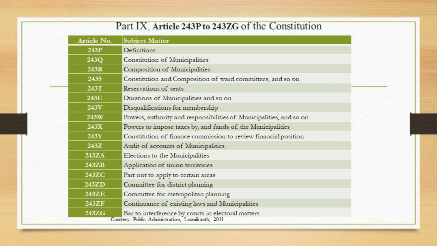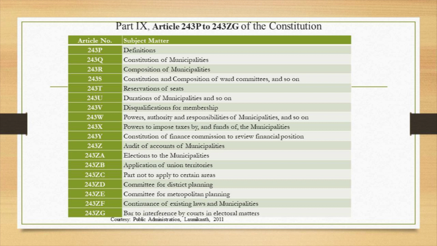It says that all the seats in a municipality shall be filled by persons chosen by direct election from the territorial constituencies in the municipal area. For this purpose, each municipal area shall be divided into territorial constituencies to be known as wards. Article 243S talks about the constitution and composition of ward committees. So, there shall be constituted ward committees consisting of one or more wards within the territorial area of a municipality having a population of 3 lakhs or more.